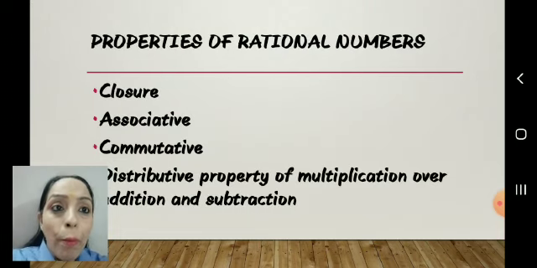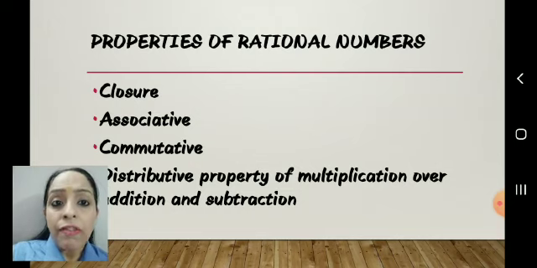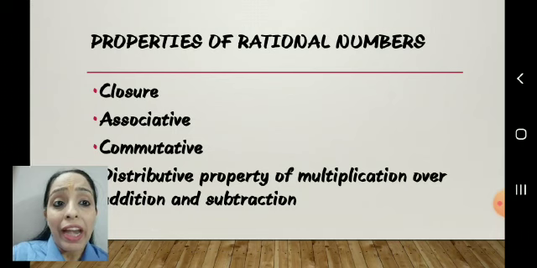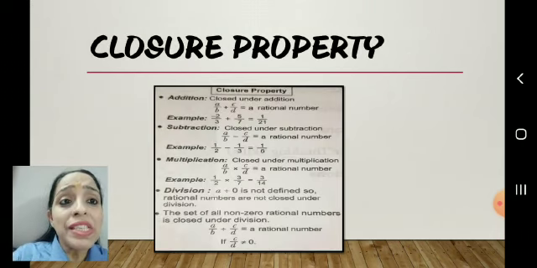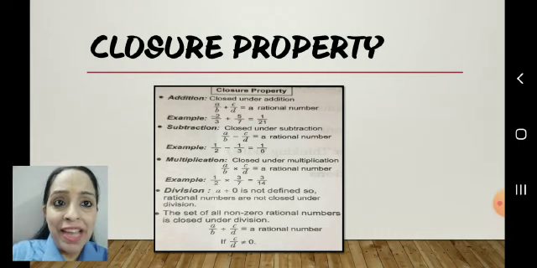Next, the properties of rational numbers. The first is closure, second is associative, third is commutative, and the fourth one is distributive property of multiplication over addition and subtraction. First is closure property. Yes, when I add two rational numbers, the answer will be a rational number. Yes, it is applicable in closure property.